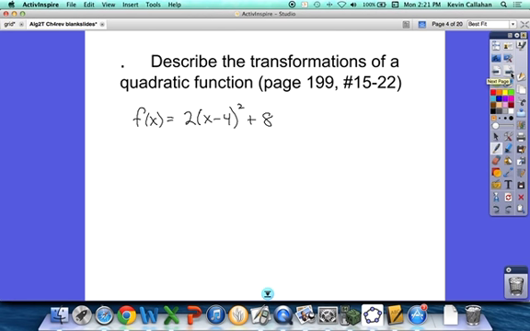So what is the transformation from the 2 out here? Stretch by a factor of 2. How about the minus 4? Right. How about the plus 8? Up. Oh, that's it. Right? It doesn't say graph, it just says describe.